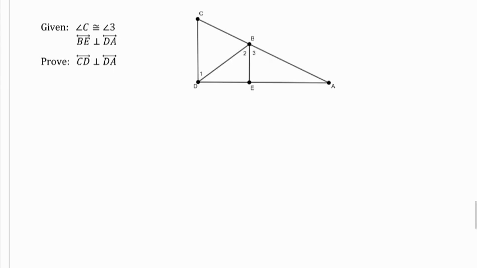Okay, so in this one, we've got angle C is congruent to angle 3. Notice there's only one angle at angle C, so I can name it with one letter. So here's my angle C and my angle 3. I know those are congruent.